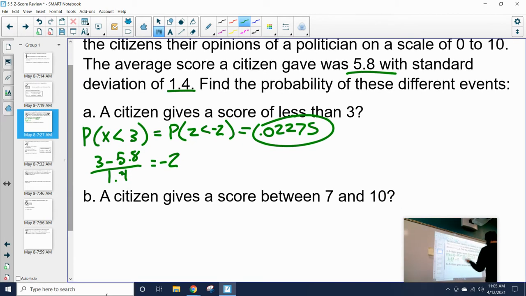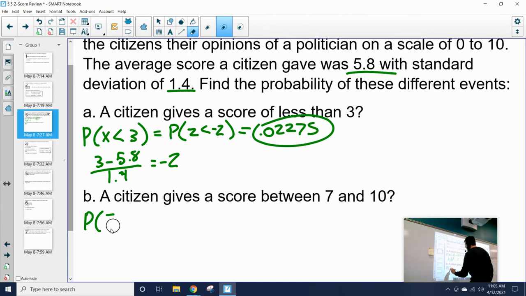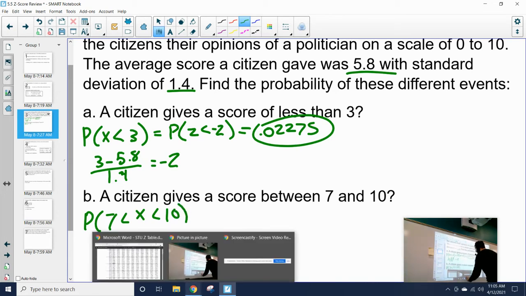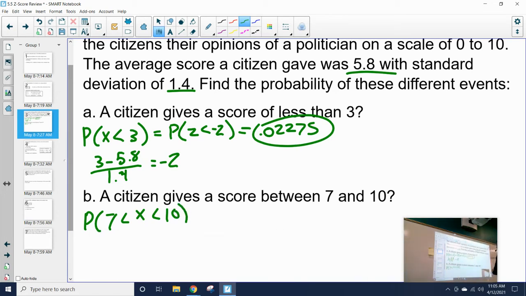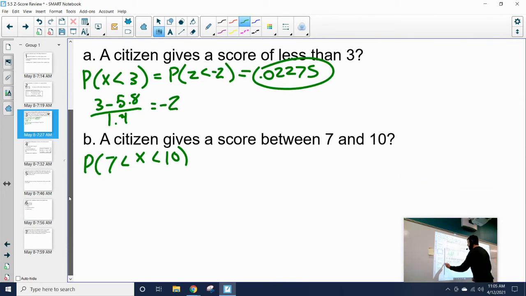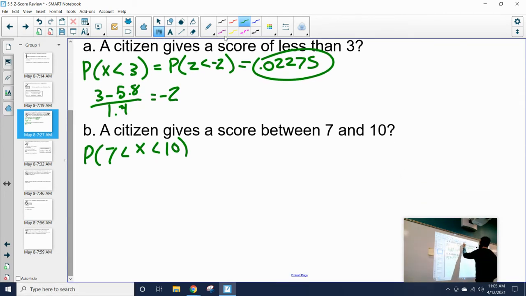Let's see our probability that someone gives a score between a 7 and a 10. So the probability that 7 is less than X, which is less than 10. In order to calculate this, we have two numbers that we need to find the Z-score of. So we need to go between both of these two numbers. So I'm going to start with 7.